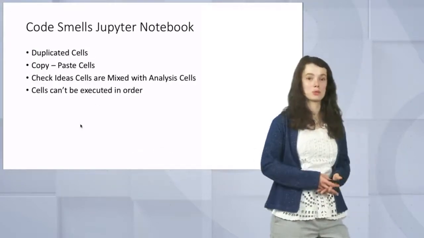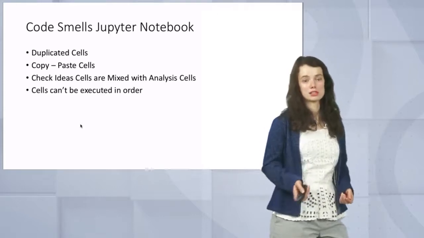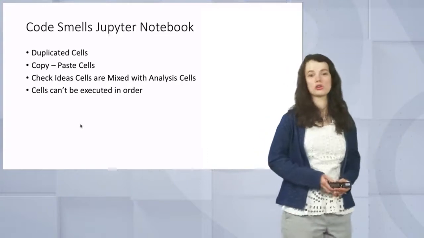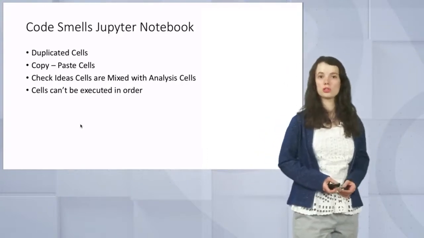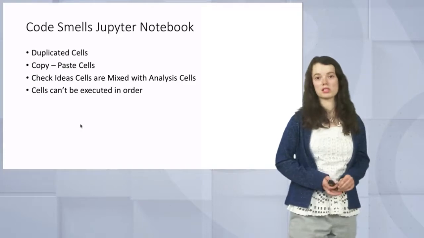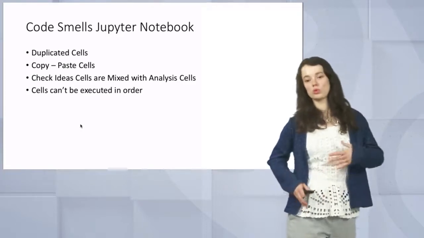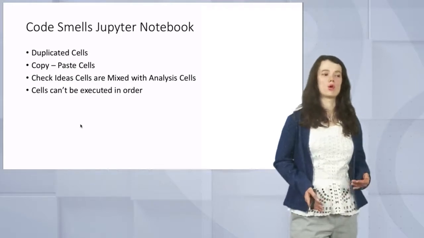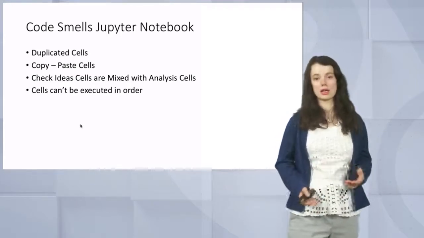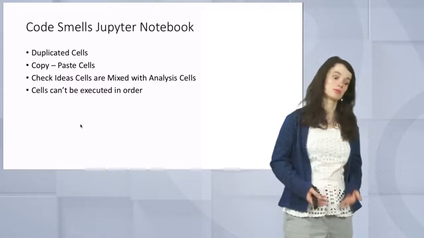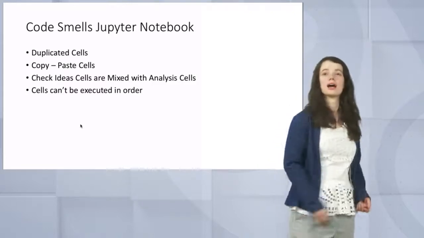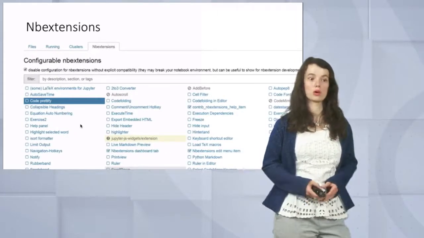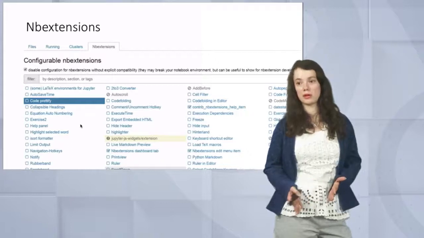Code smells for Jupyter notebooks are duplicated cells, mixed cell order, which is very, very common and makes your notebook non-reproducible at all, and copy-paste cells. When you find out that you have copy-paste cells, maybe you want to put this code into modules and use it as a function, especially a clean function. This is all for writing clean code for Jupyter notebooks.